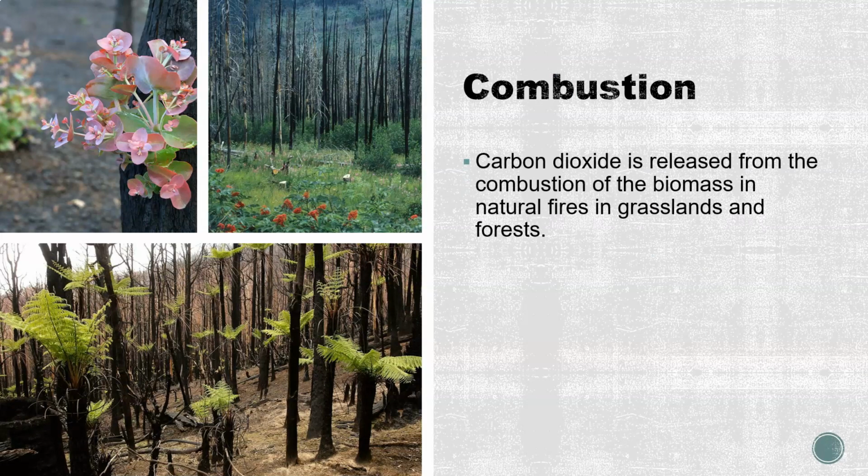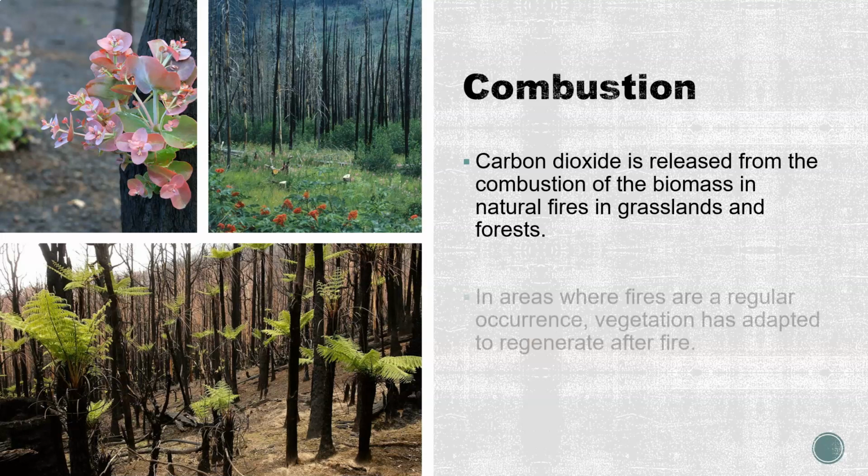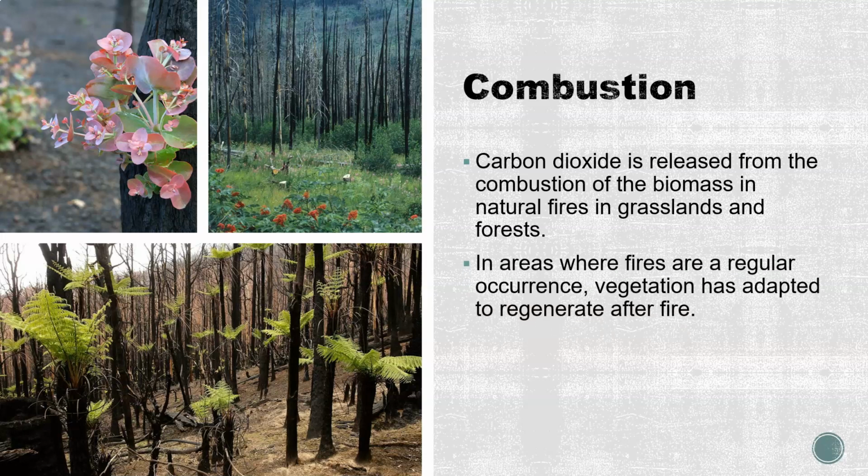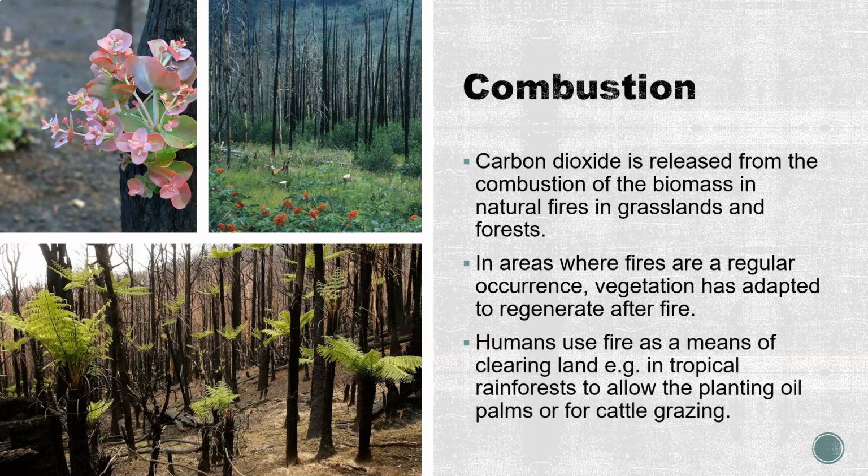Carbon dioxide is released from the combustion of biomass and in natural fires in grasslands and forests. Okay, so if there's bushfires, carbon dioxide is released. In areas where fires are a regular occurrence, vegetation is adapted to regenerate after that fire. Humans use fire as a means of clearing land, for example in tropical rainforests to allow for the planting of oil palms or for cattle grazing.